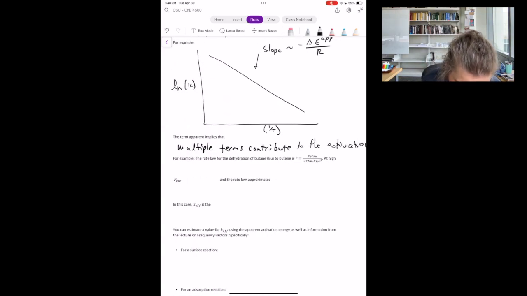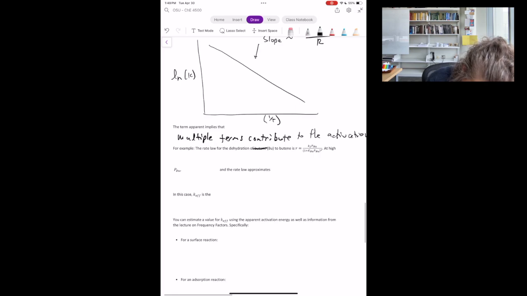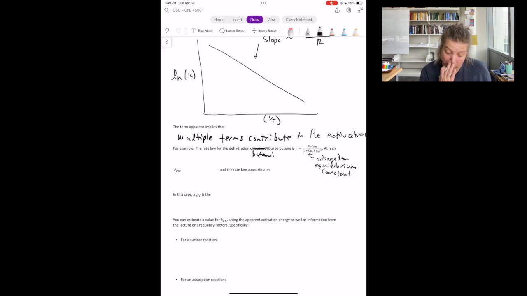So for example, I have this hypothetical rate law, the rate law for the dehydration of butanol to butene. I have a forward rate constant times the partial pressure of butanol divided by 1 plus this capital KBU times the partial pressure of butanol, and that whole quantity is squared. This capital KBU is the adsorption equilibrium constant for butanol.